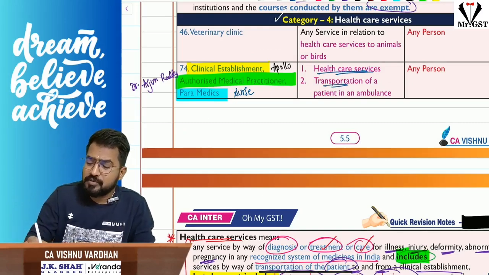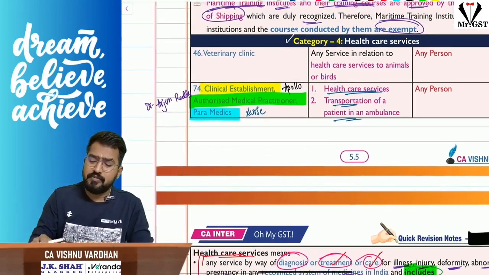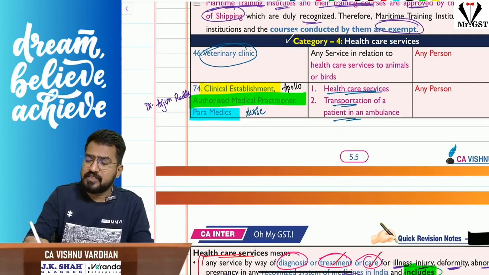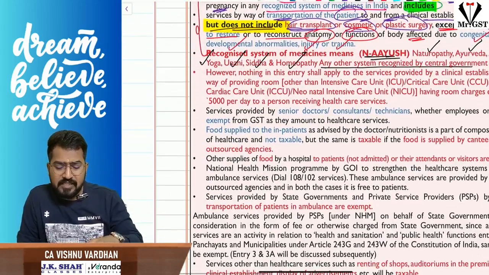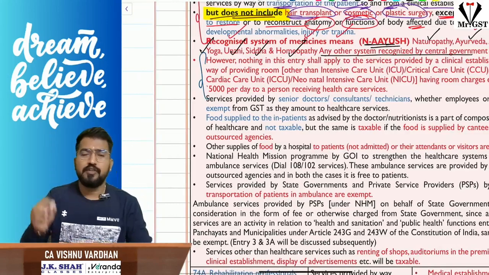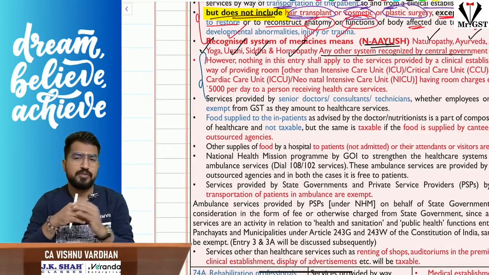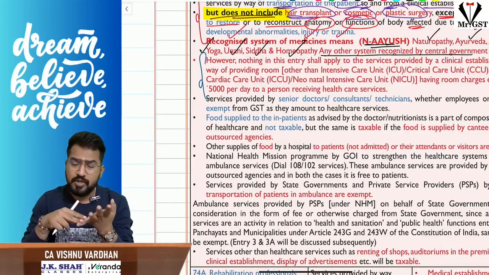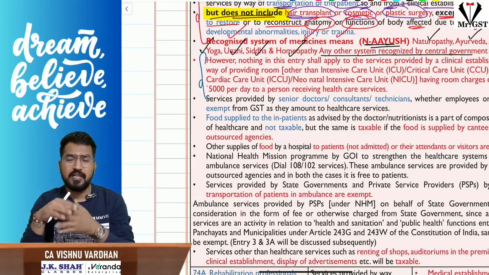And providing transportation of a patient in an ambulance is also exempt under GST. In the same way, a veterinary clinic providing healthcare services to any animals or birds is also exempt under GST. Now, one interesting thing: when anybody is admitted to hospital, the person will be provided with food and a room, and they will charge for ICU separately. Like this, there are various things.